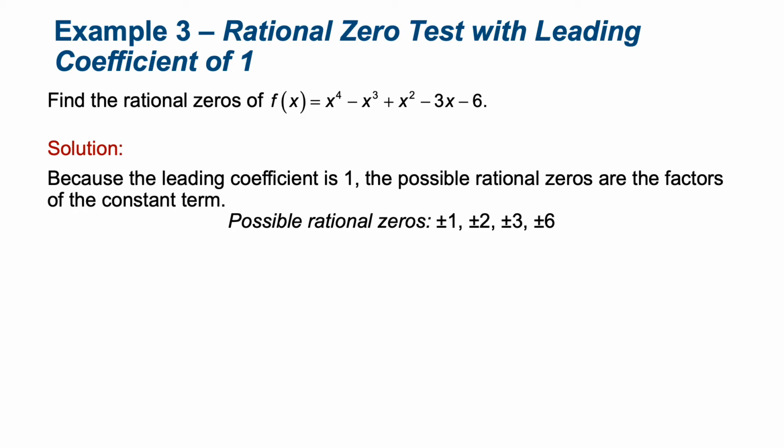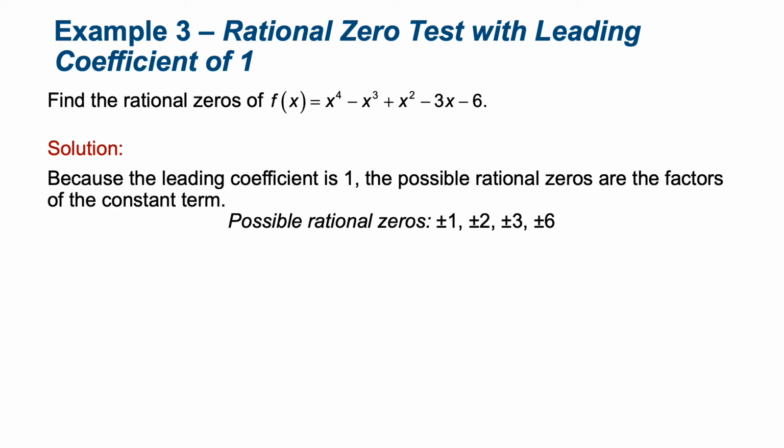Okay, so let's try this. What are the possible rational zeros of x to the 4th minus x cubed plus x squared minus 3x minus 6? So the leading coefficient is 1 here, yeah? There's no number here. It's like an invisible 1, okay, we should say that.